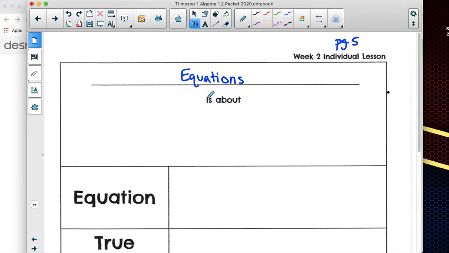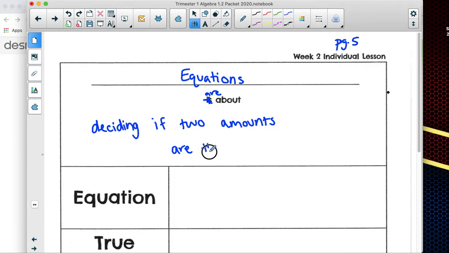Okay, so equations, and this should say are about, not is, because it's plural, are about deciding. So deciding means we're going to make a decision, I don't know, if two sides or two amounts, so like two numbers really, are the same. Okay. So to decide about an equation, we first need to know what an equation is.